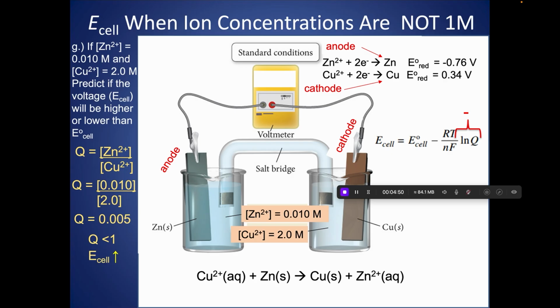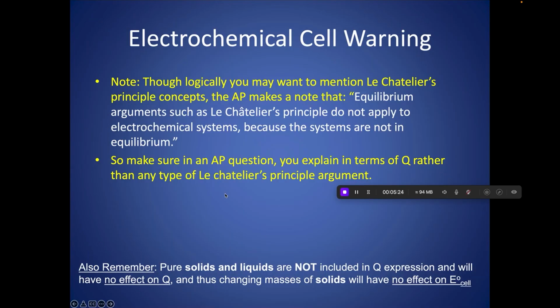As a heads up, the AP exam does not like arguments based on Le Chatelier's principle because voltaic cells are going forward. They are not at equilibrium. Le Chatelier's principle is an argument you make for something being at equilibrium and getting shifted out of it. The voltaic cell is not at equilibrium. If it was, it would be dead and the battery would not be working. It's all about Q, okay?